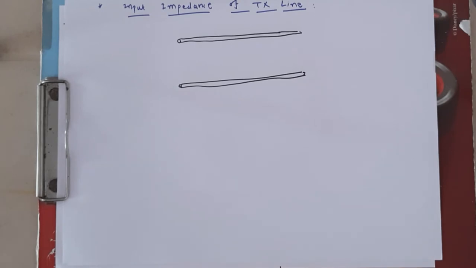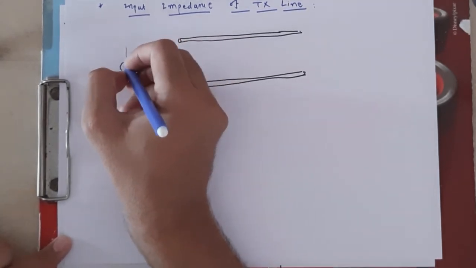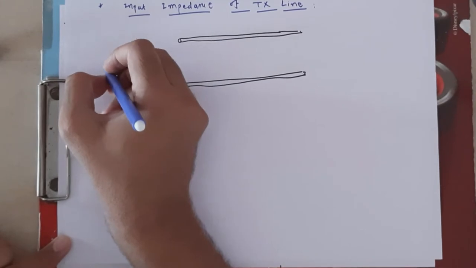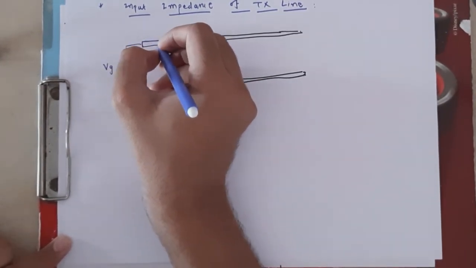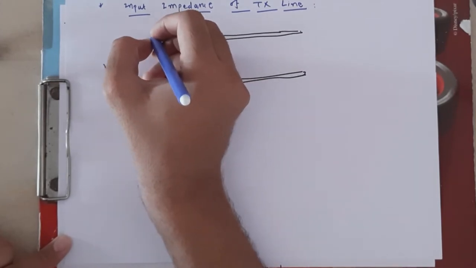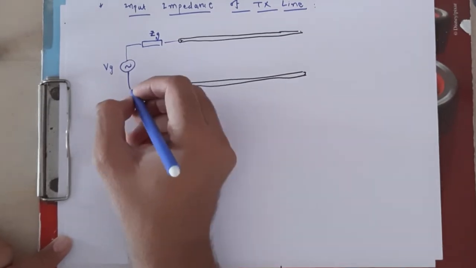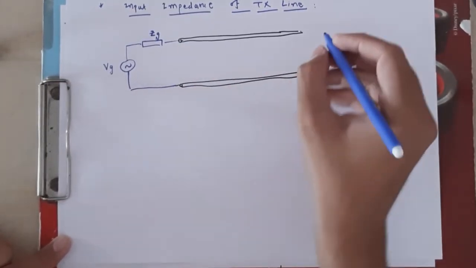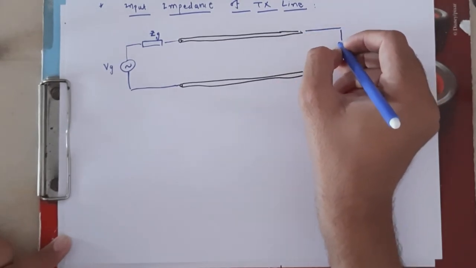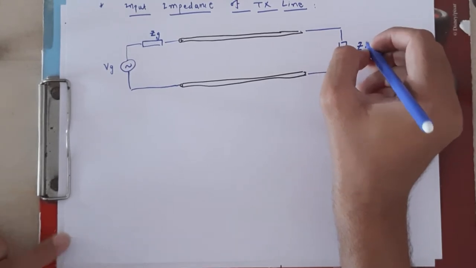Now I have to connect a generator. Okay, so for example, here it is the source, VG, the generator source, and whatever impedance is offered by the generator is denoted as ZG. ZG is the internal impedance of this generator. Generator is connected at the input side of the transmission line, and at the output side I have to connect a load impedance. Okay, so this is ZL.